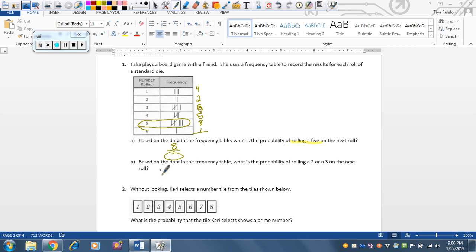Now the second part of number 1 says, based on the data in the frequency table, what is the probability of rolling a 2 or a 3? So this time we want 2 or 3. How many times did we roll a 2 or a 3? 8 out of how many total? Yep.